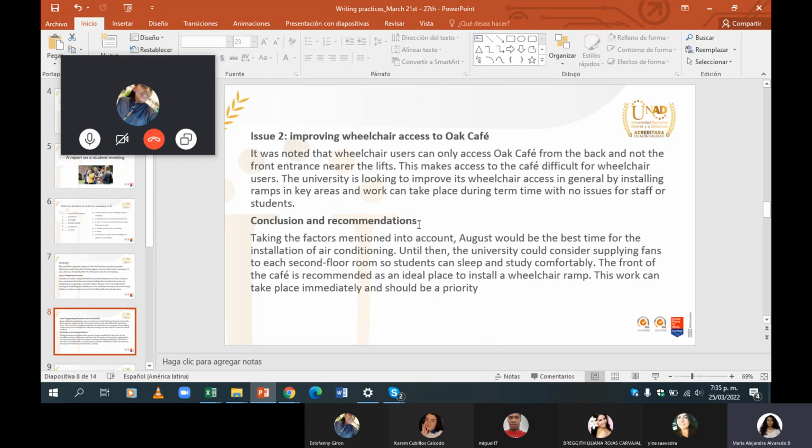Okay, go ahead with conclusion and recommendation. Taking the factors mentioned into account, August will be the best time for the installation of air conditioning. Until then, the university could consider supplying fans to each second floor room so students can sleep and study comfortably. The front of the cafe is recommended as an ideal place to install a wheelchair ramp. This work can take place immediately and should be a priority.